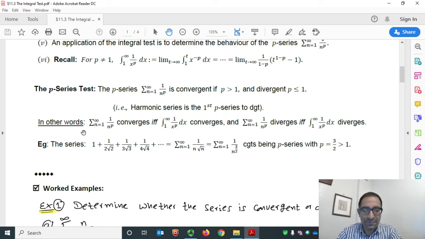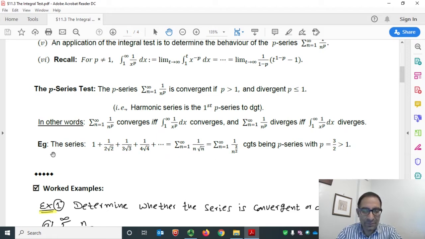In other words, the series of 1 over n to the p converges if and only if the corresponding improper integral of 1 over x to the power p from 1 to infinity converges, and the series 1 over n to the p diverges if the corresponding improper integral of 1 over x to the p from 1 to infinity diverges.